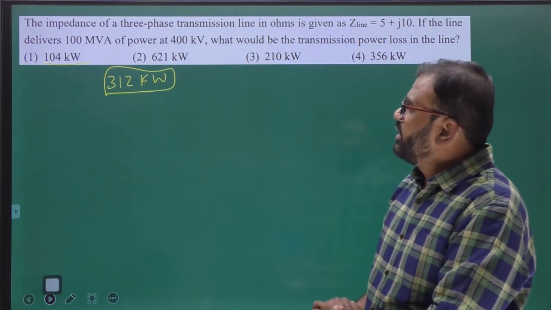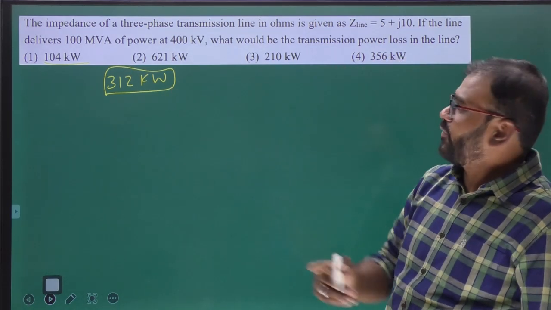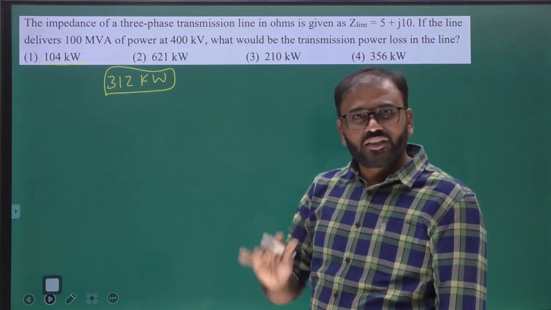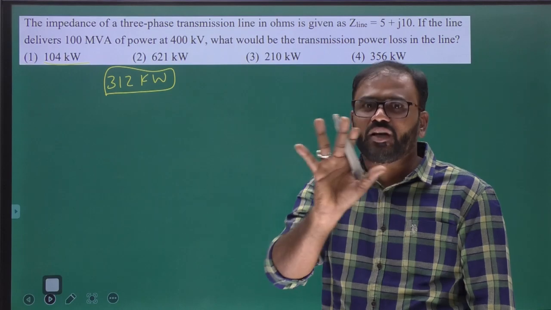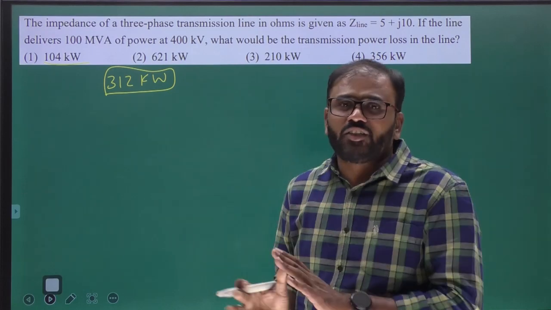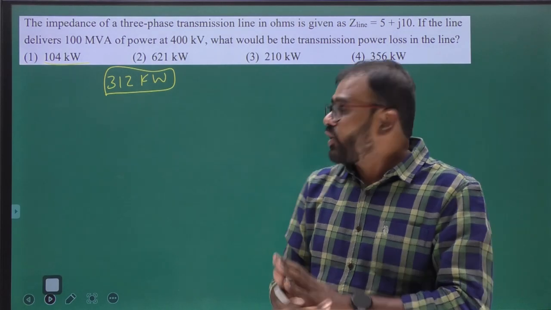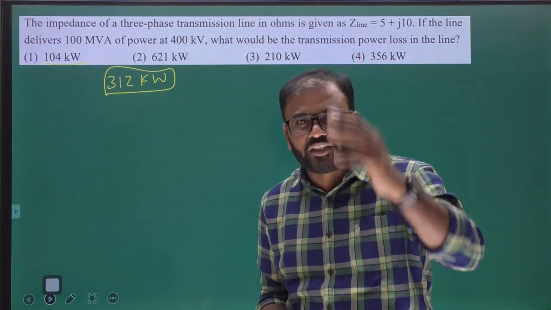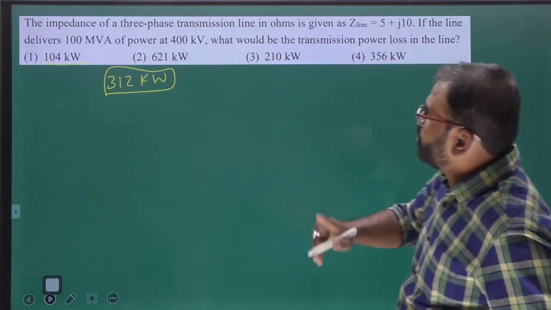Actually, maybe the examiner thought it was a single-phase line. That's why he calculated the per phase loss. But we need to calculate the 3 phase loss. This is the standard: for a 3 phase transmission line, if nothing is mentioned and it just asks about transmission line losses, it means 3 phase power loss. If it is clearly mentioned per phase, then you calculate the per phase losses. But by default, for a 3 phase transmission line, we calculate 3 phase power loss, not per phase power loss.